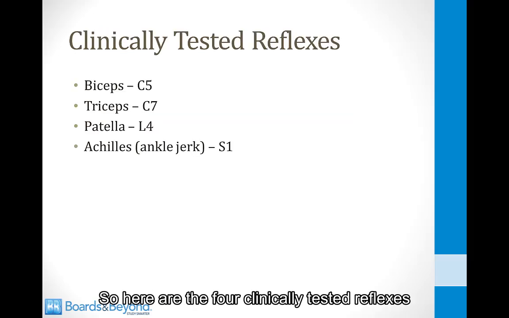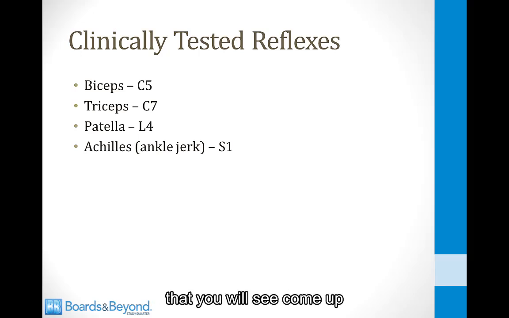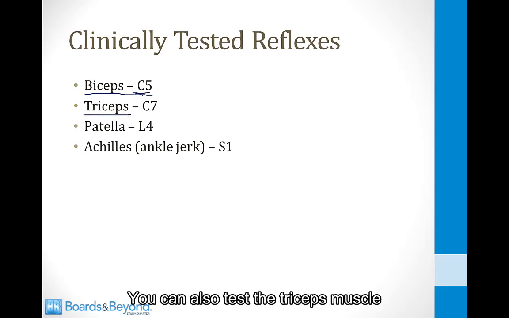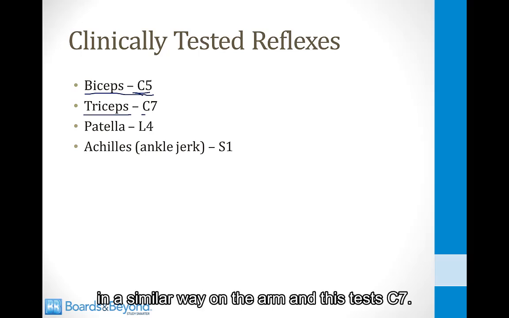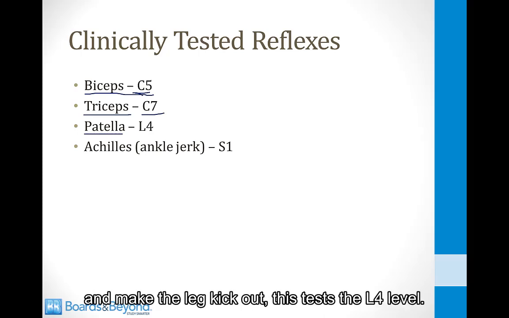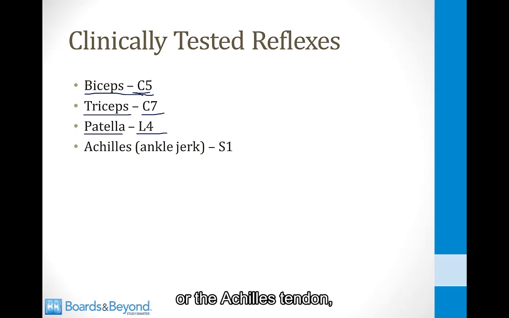So here are the 4 clinically tested reflexes that you will see come up when you study the clinical examination or when you examine patients. The biceps reflex is tested by placing your thumb usually on the base of the biceps and then tapping it with a reflex hammer. And this tests nerve function at the level of the C5 root. You can also test the triceps muscle in a similar way on the arm, and this tests C7. When you tap on the kneecap or the patellar reflex and make the leg kick out, this tests the L4 level. And then when you tap on the ankle or the Achilles tendon and you see the ankle jerk, this is called the ankle jerk reflex, this is testing S1.